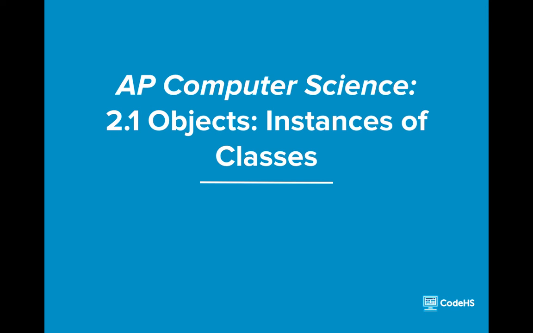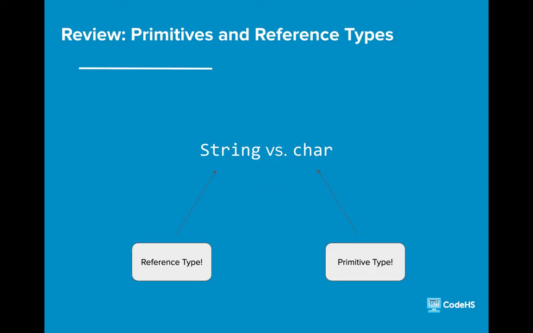Hi, in this lesson, we'll take a look at instances of classes. Let's get started. In lesson 1.2, we briefly discussed that string and char are different types. Char belongs to the primitive type, as do Boolean, double, and int values, while string is considered a reference type.